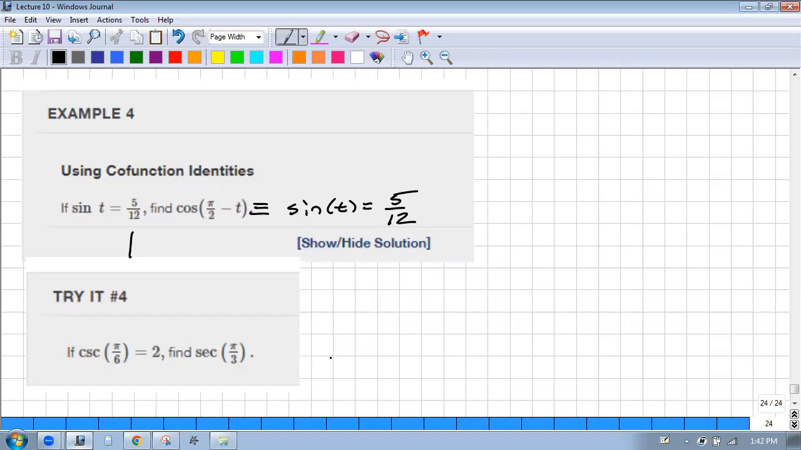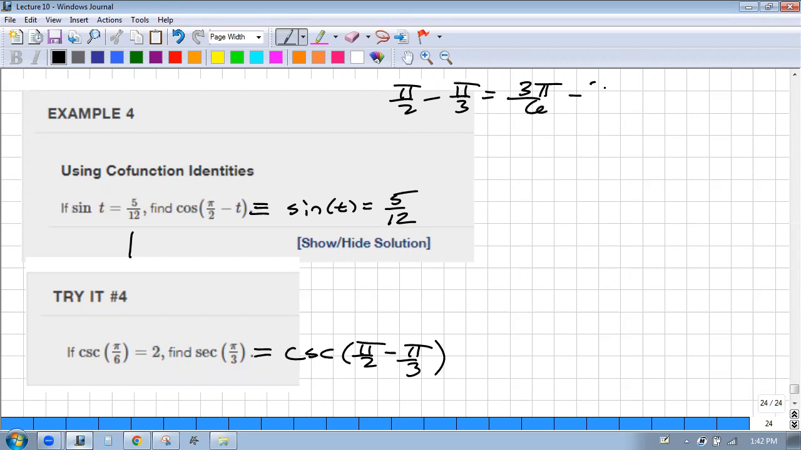All right, find secant of pi over 3. Secant of pi over 3 is cosecant of 90 minus pi over 3. So if we want to subtract these, pi over 2 is 3 pi over 6, pi over 3 is 2 pi over 6. So 3 minus 2 is 1, pi over 6. This is the same thing as just cosecant of pi over 6, which they told us is 2.